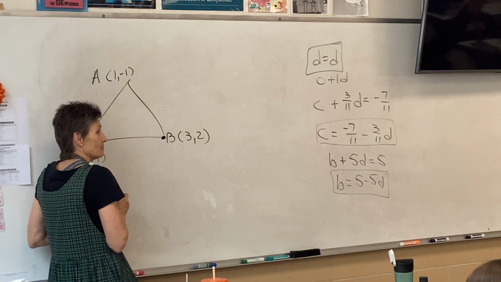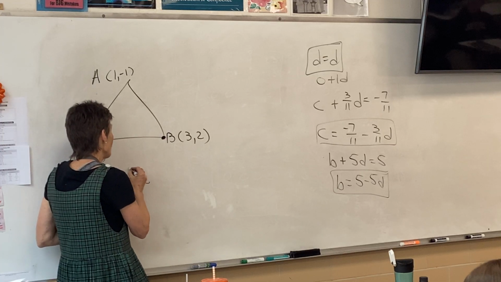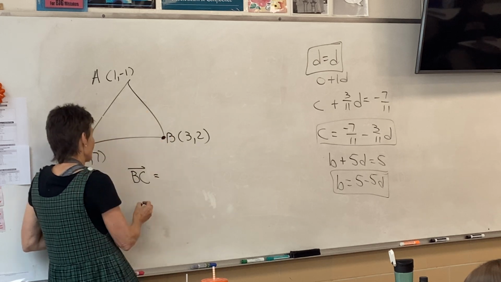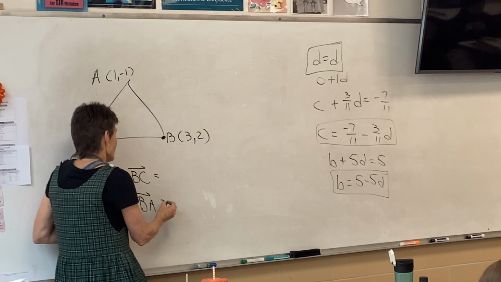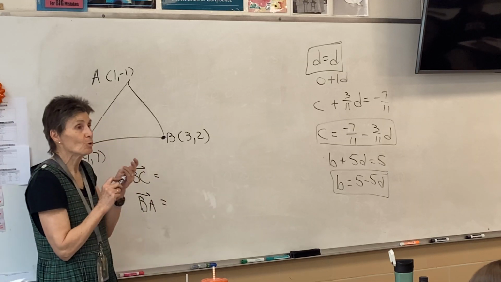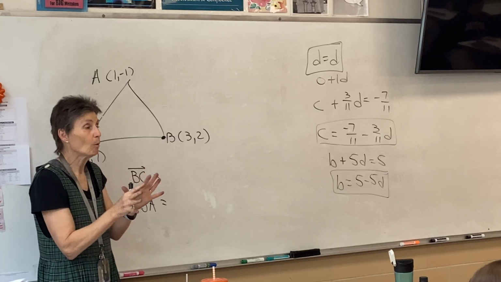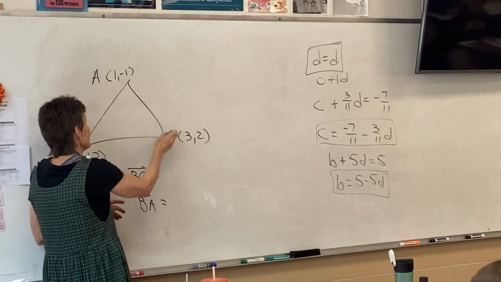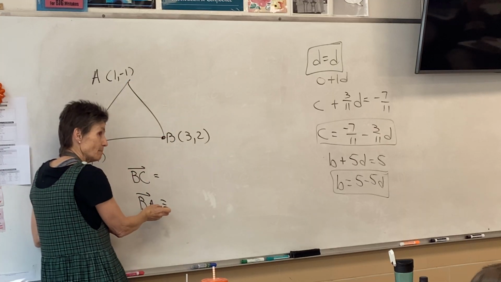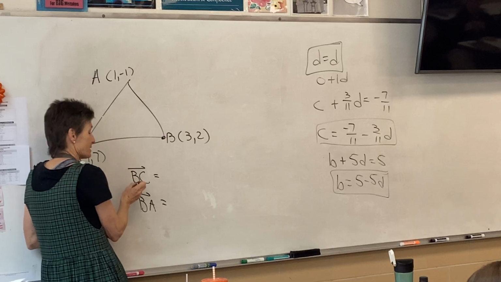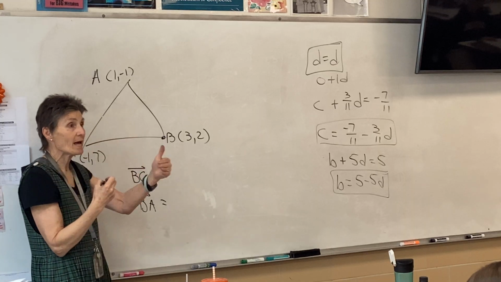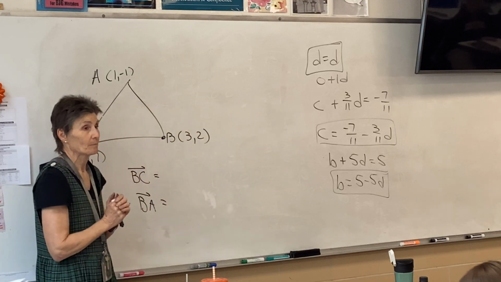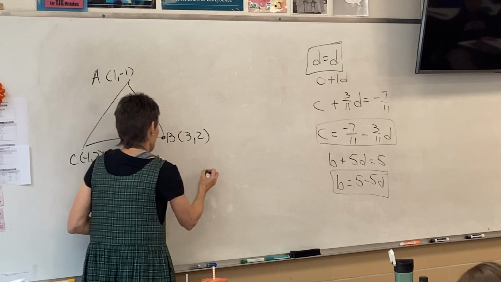If we pick B, then we are going to write the coordinates of the vector from B to C and from B to A. So you are allowed to pick any point you want, but then that becomes your starting point. So B to A, and B to C. If you chose point A, then you would do A, B, and A, C.